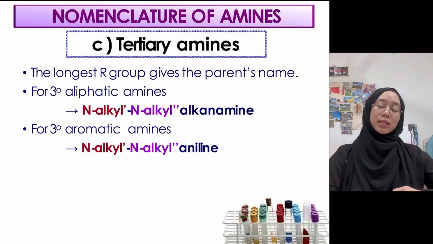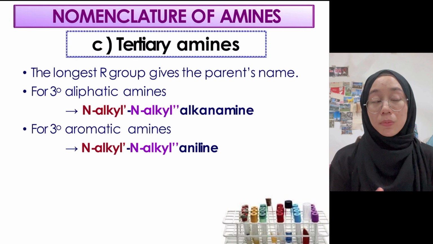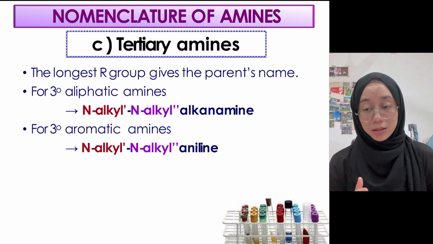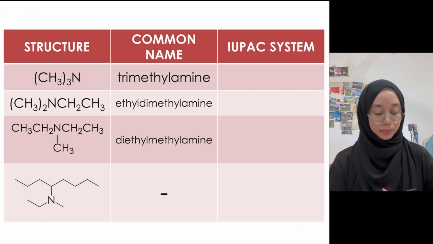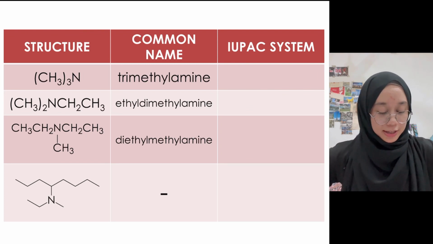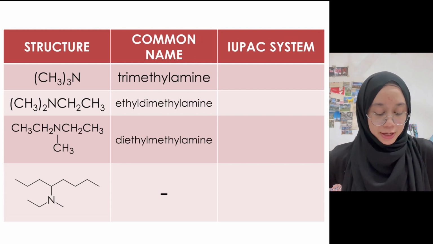So tertiary again, sekali lagi, we look for the longest alkyl group to be the parent name. Well, lagi 2 alkyl group yang pendek tu akan jadi just a side chain, dan dia akan jadi substituent. Okay, so mari kita terus tengok lah. Okay, so first example, common name dia adalah trimethylamine. Okay, sebab dia ada 3 methyl group yang attach dengan dia.